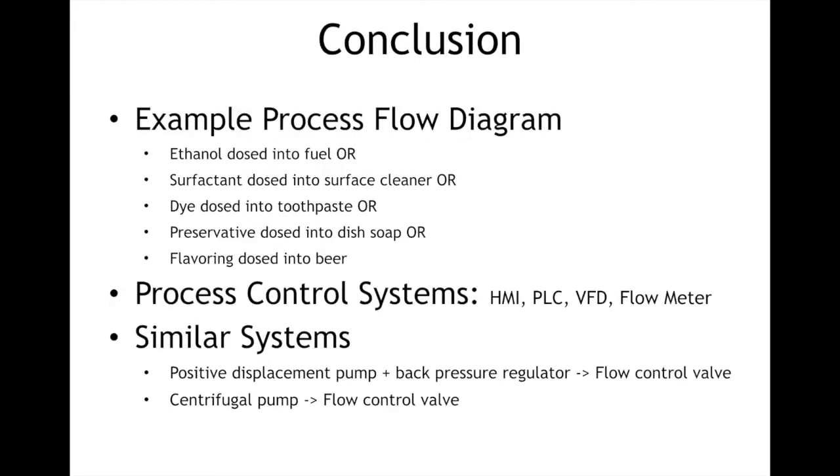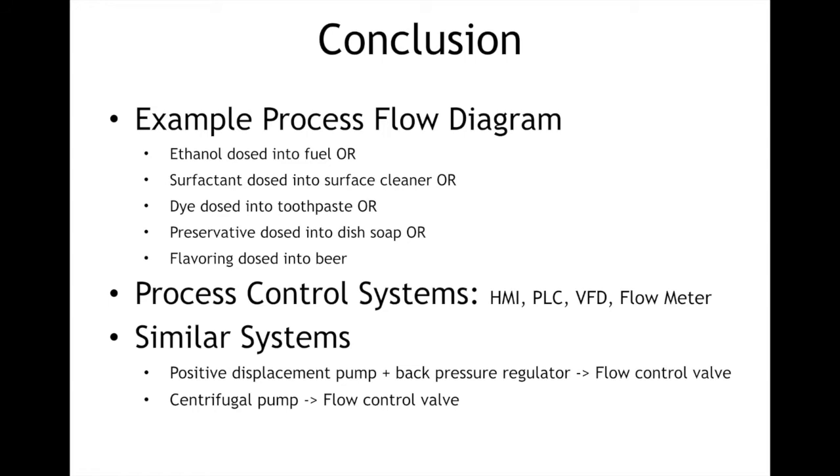So in conclusion, we've talked through the example process flow diagram of having a PD pump on a VFD, and we could be talking about any type of liquid. We could be talking about ethanol dosed into fuel, or surfactant dosed into a surface cleaner, dye dosed into toothpaste. Many consumer products have preservatives that have to be dosed in, or flavoring dosed into beer. This type of setup, and any of the types of setups that we talked about, are in any kind of process you can think of.